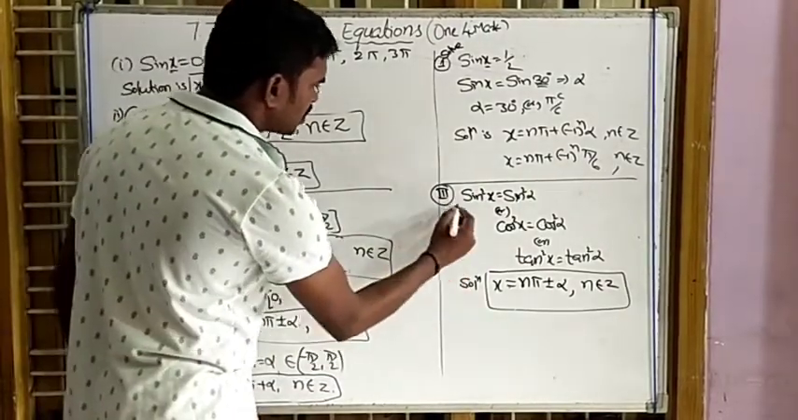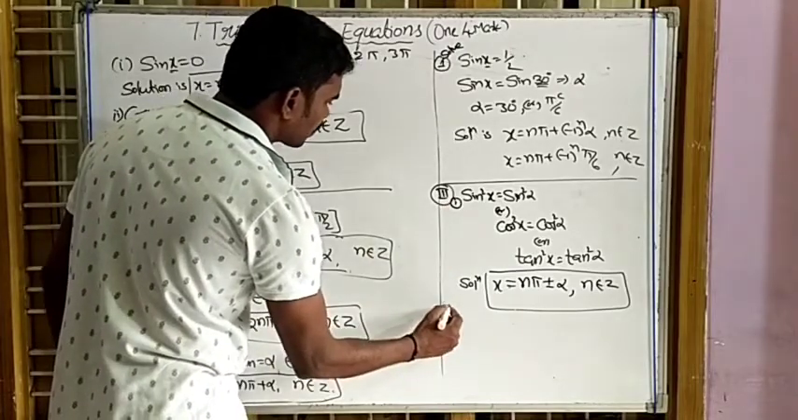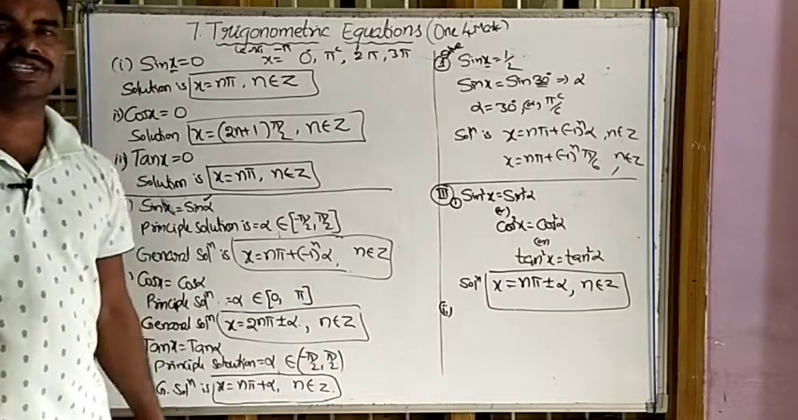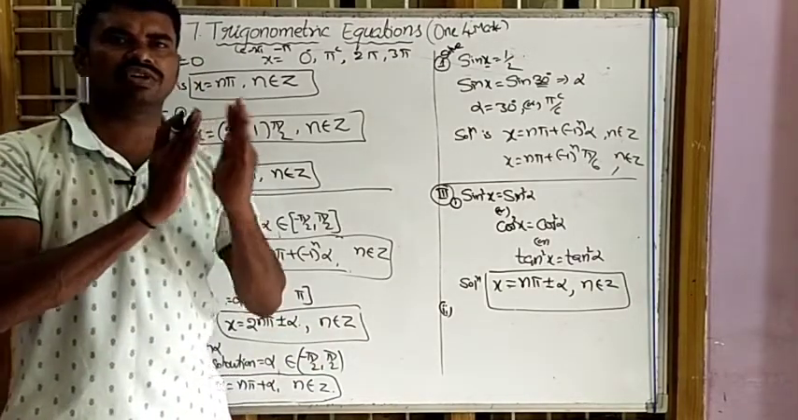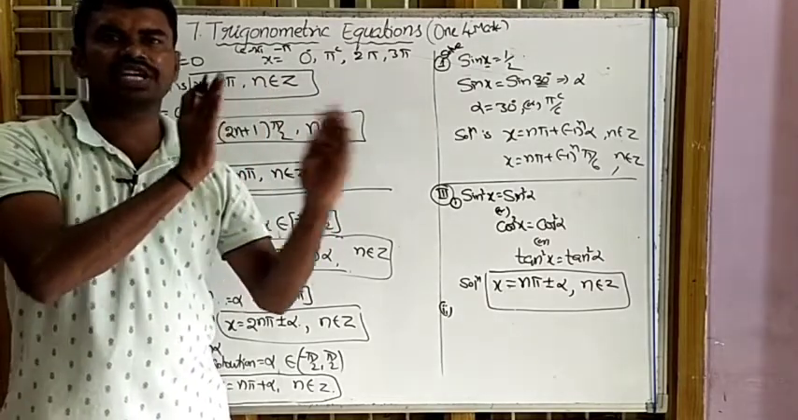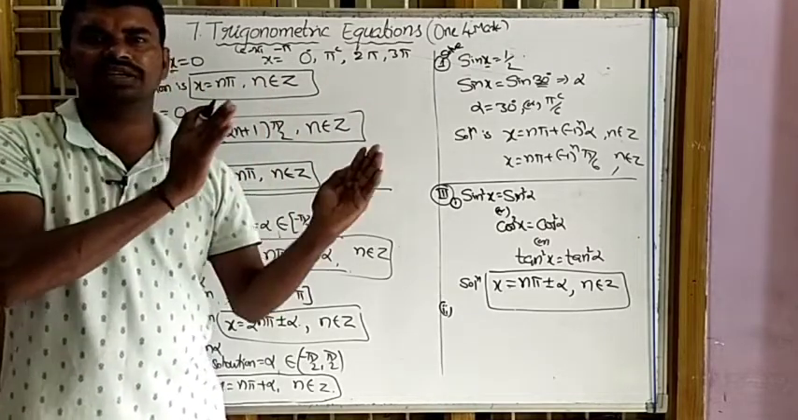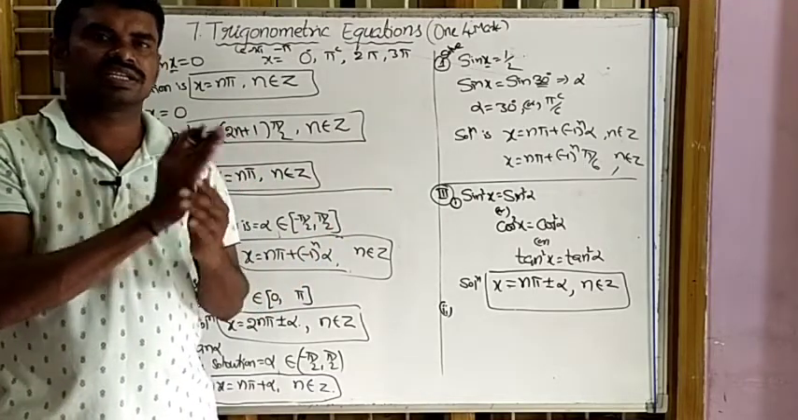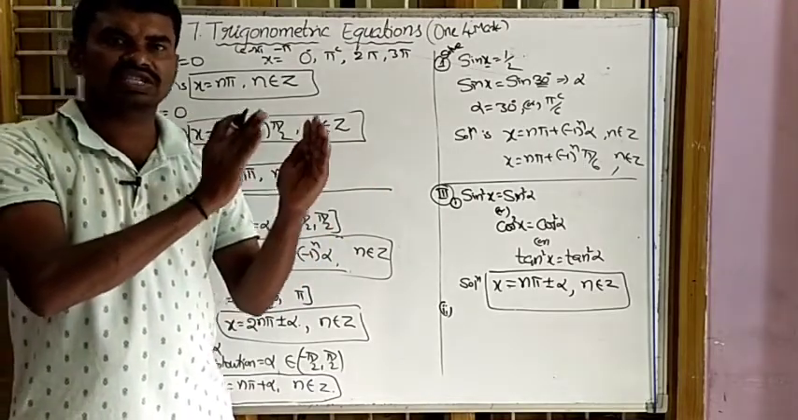Next, the last formula. The common solution of any two trigonometric ratios. For example, sin x is equal to 1 by 2, cos x is equal to root 3 by 2. In both equations, what is the principal solution? Yes, 30 degrees. Very good. Yes, sin x is equal to 1 by 2, cos x is equal to root 3 by 2.